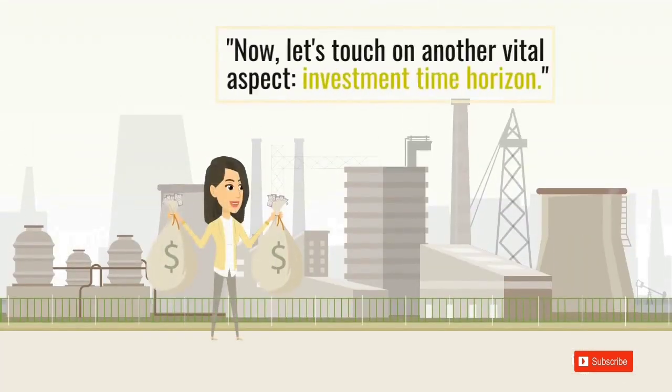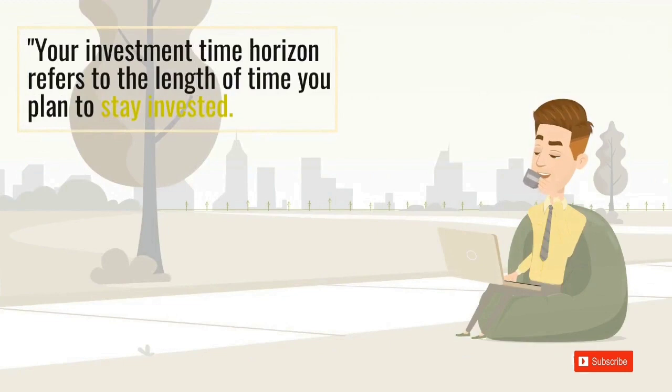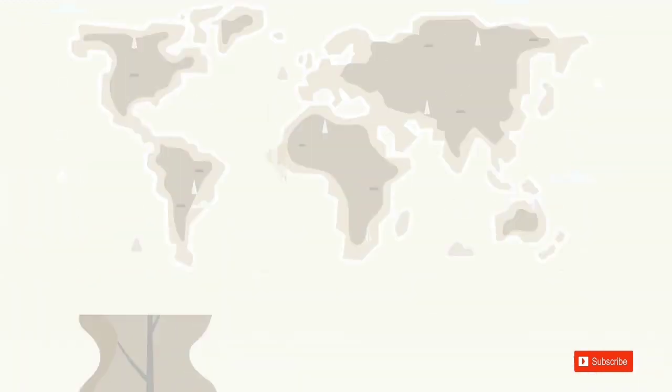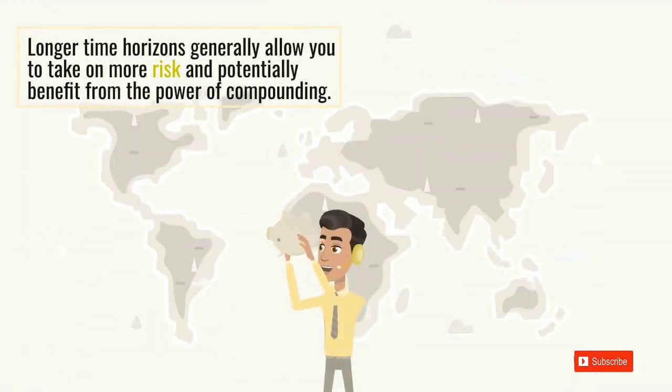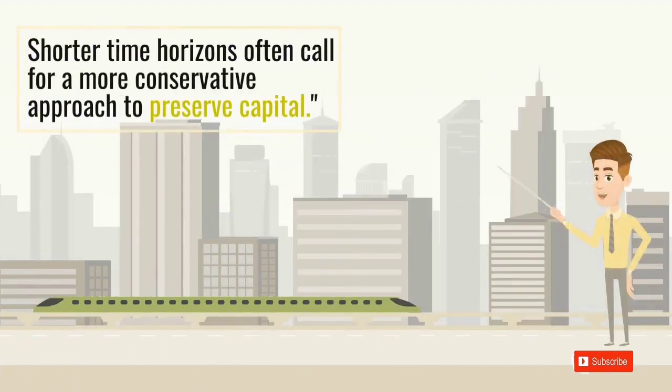Now, let's touch on another vital aspect: investment time horizon. Your investment time horizon refers to the length of time you plan to stay invested. Longer time horizons generally allow you to take on more risk and potentially benefit from the power of compounding. Shorter time horizons often call for a more conservative approach to preserve capital.